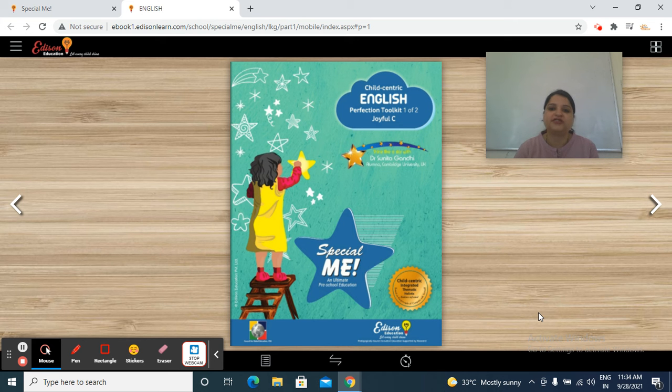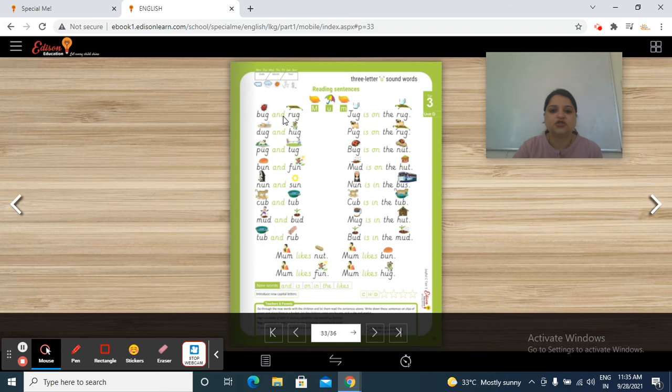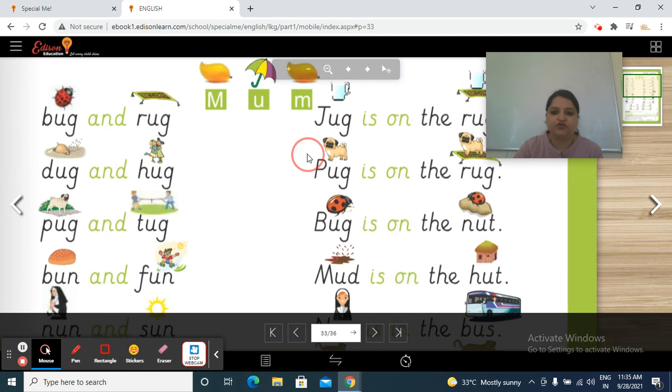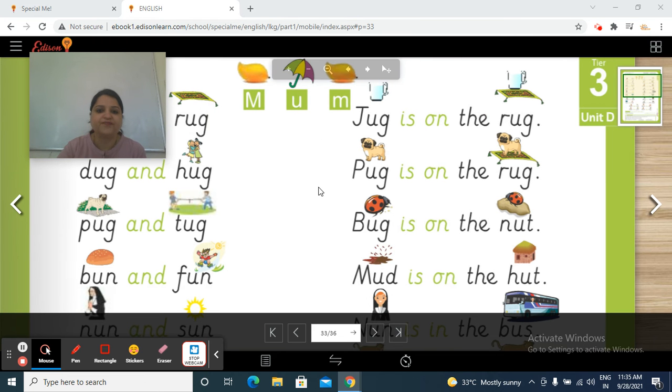So, take out your child-centric English perfection toolkit one of two joyful C. Yes, hurriedly, and take out your English notebook with your pencil and eraser. And now open page number 33. So students, in the previous session we did this part of the page, bug and rug. And today we are going to do this part, right?